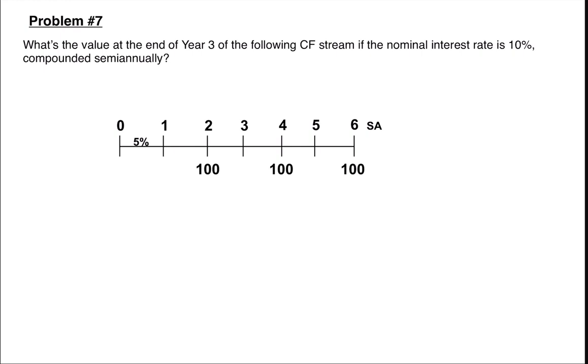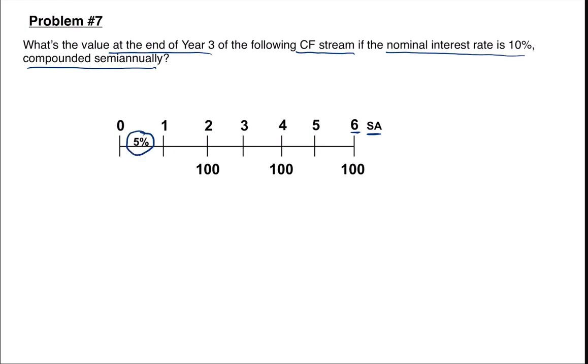So let's look at this example. We have problem number 7. What's the value at the end of year 3 of the following cash flow stream if the nominal interest rate is 10%, compounded semi-annually? Okay, so if we look at our timeline, we can see that this is a semi-annual timeline. There are 6 compounding periods, and our periodic rate is 5%.